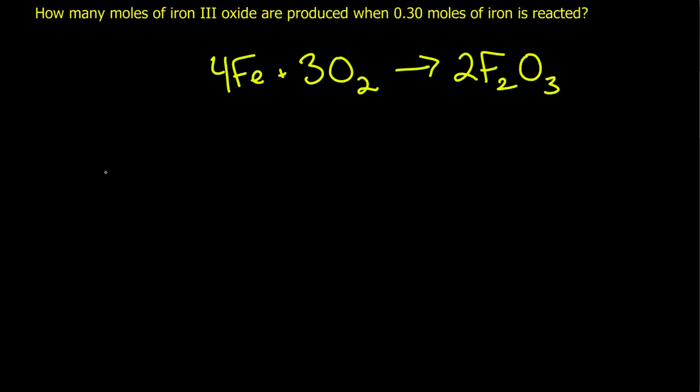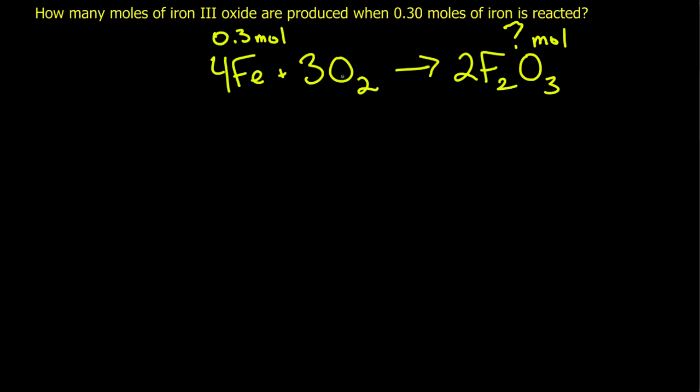Let's do some problems. So our first problem says how many moles of iron 3 oxide are produced when 0.3 moles of iron is reacted. Alright, so let's pick out our information to see what we got. It says how many moles of iron 3 oxide. So this is my iron 3 oxide if you don't remember your nomenclature. Now I'm looking for moles. Are produced when 0.3 moles of iron is reacted. So this one is 0.3 moles.